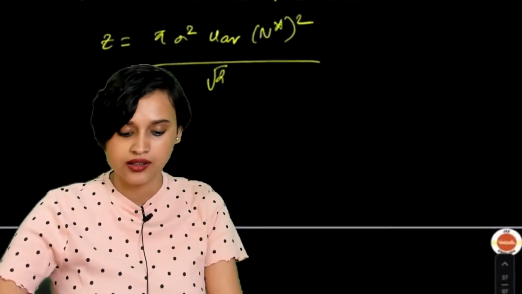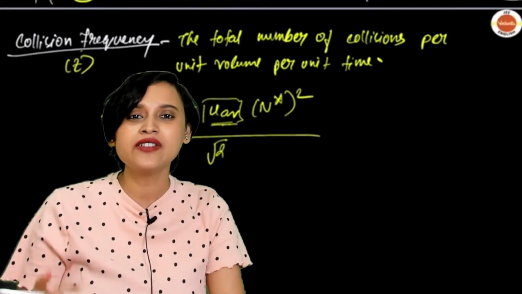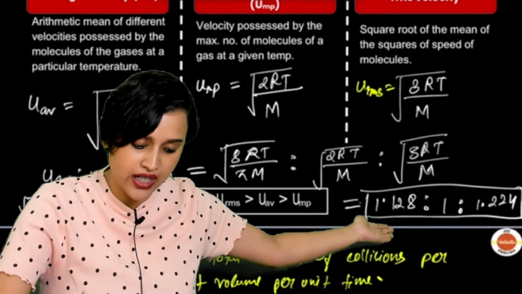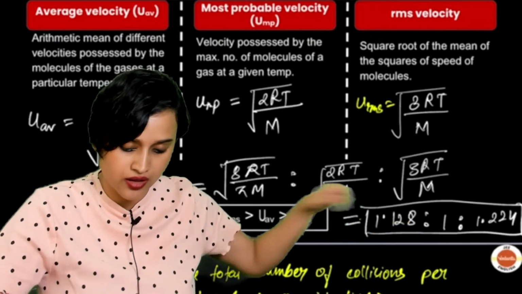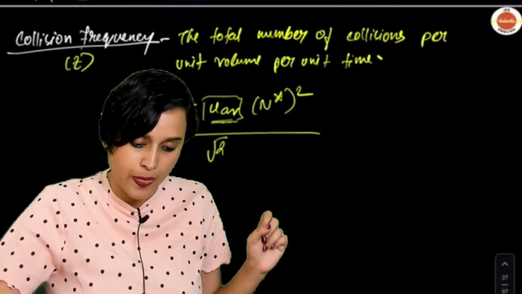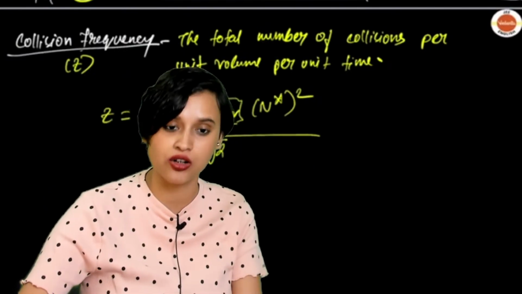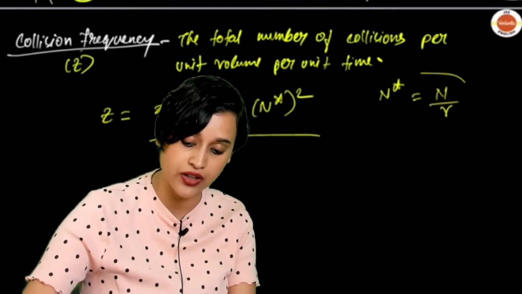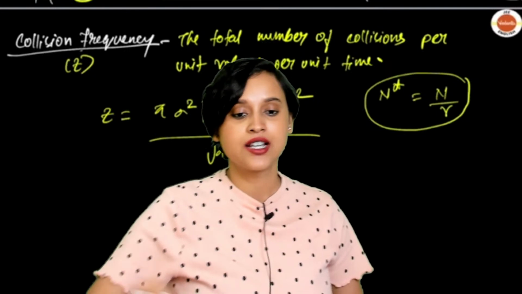Why root 2? See, I have written here, average velocity. What is average velocity? Root 2 only? No, average velocity is not root 2. Most probable velocity is root 2. Actually, like I just told you, forget about it. Just learn this formula, everybody. If we have to derive everything, it will take a lot of time and we do not have so much time. Today, the notification has already come. So this is your formula.